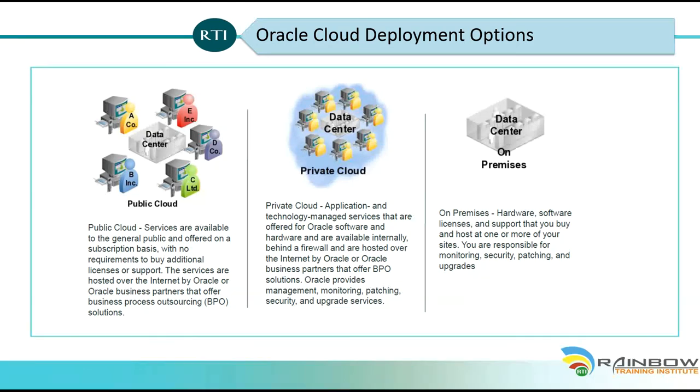So this is how it is, and based on what our company needs, we need to choose public, private, or on-premise. Or sometimes you can go with both on-premise and data center. It's called a hybrid model. In that case, some applications you will host in Fusion and some applications you will host on-premise. That is called a coexistence model. I assume you understood the different deployment options.